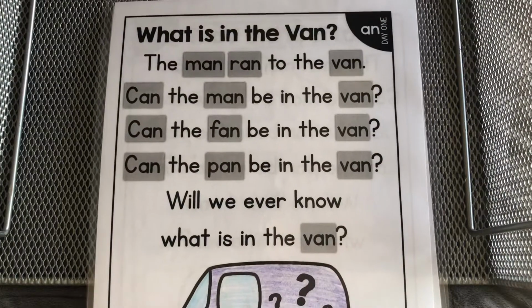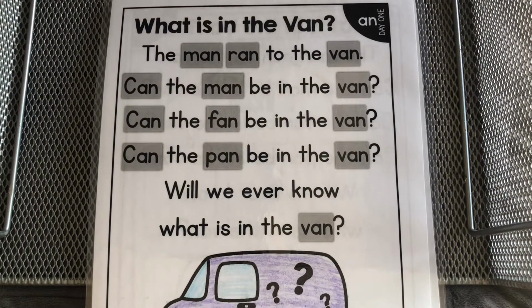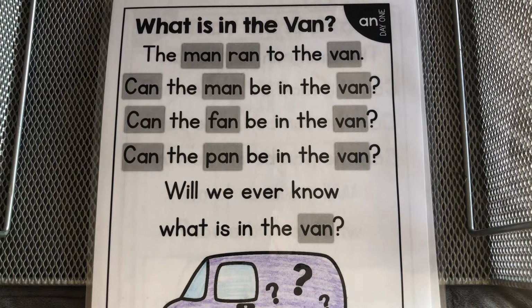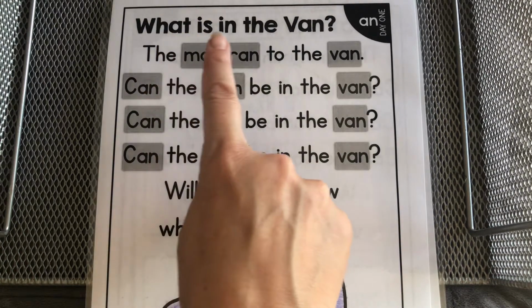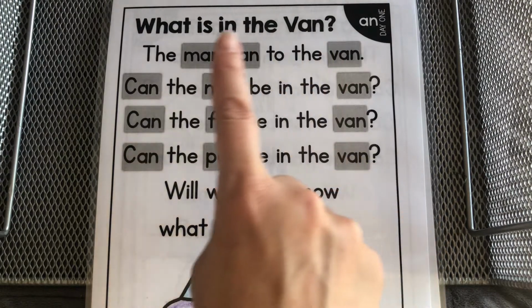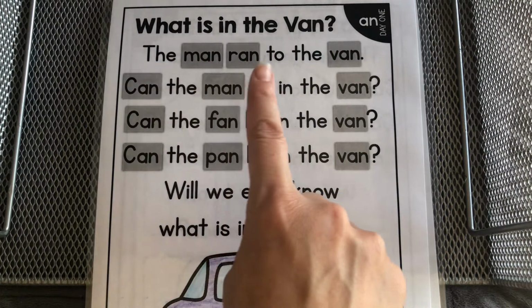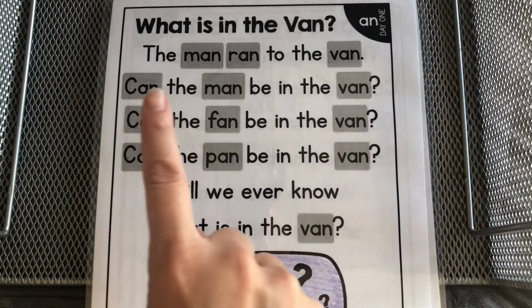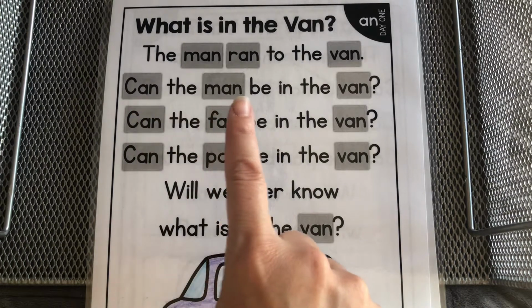Let's read it together again. The words we're working on are highlighted. Let's read it again. What is in the van? The man ran to the van. Can the man be in the van?